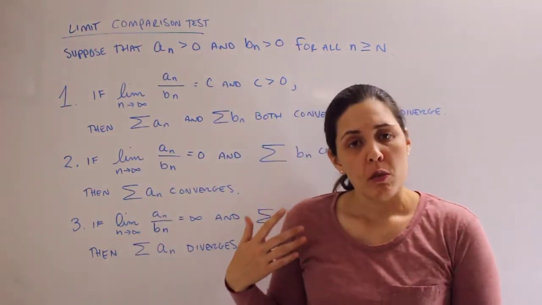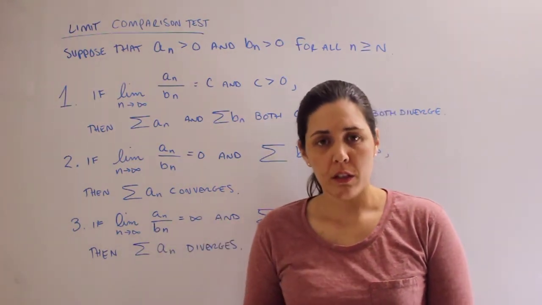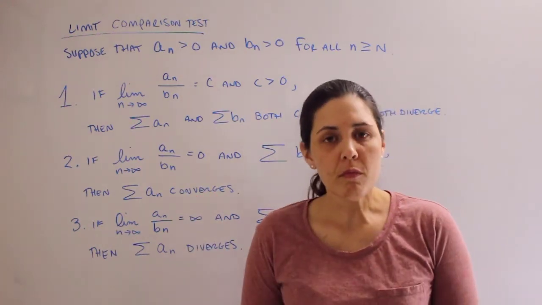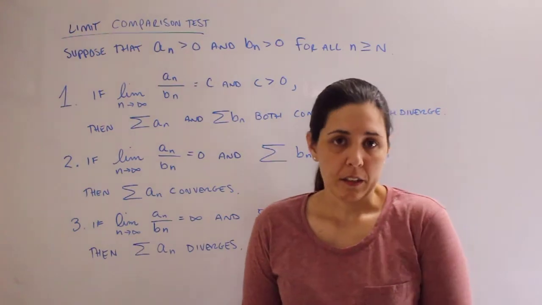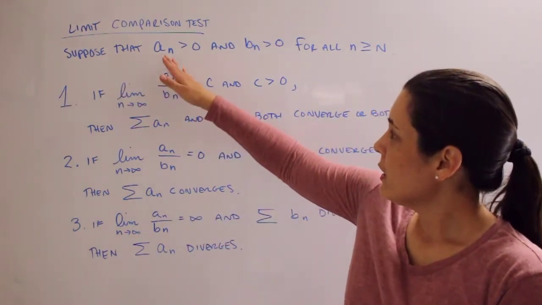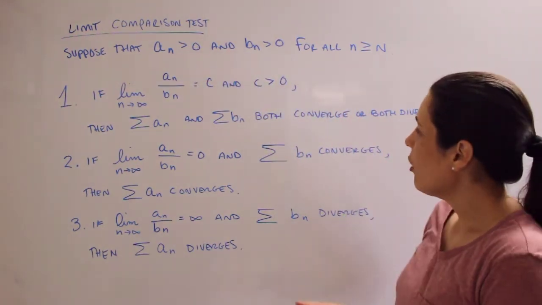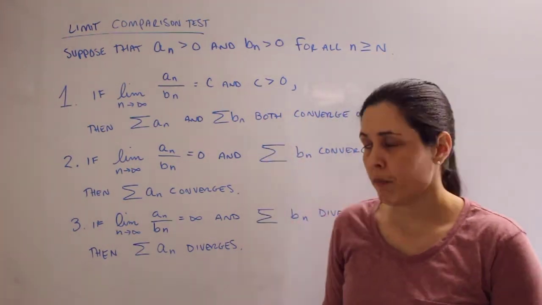Okay, so we technically learned this in terms of integrals in a previous section, so this should look somewhat familiar as far as recognizing some of the ideas here, okay? But we're doing this for series. So suppose that a sub n is a positive sequence and b sub n is also a positive sequence for all n's greater than some integer value capital N, okay?